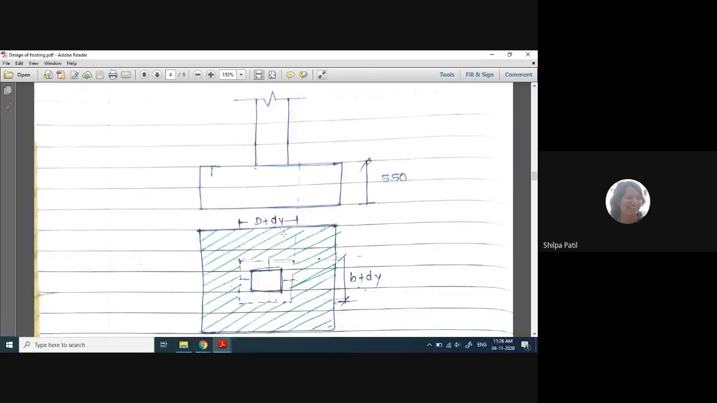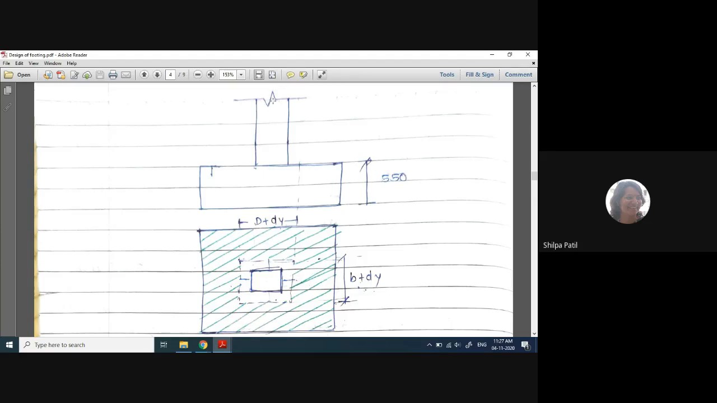Okay. So the next point is check for two-way shear. Now, if you consider this diagram, you can see that a column is resting on a rectangular pad footing. So a load is acting on a column. Normally, we consider an axial load here. We are designing a footing for an axial column now.